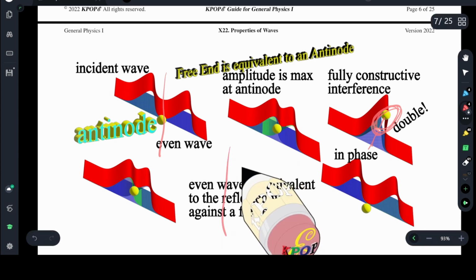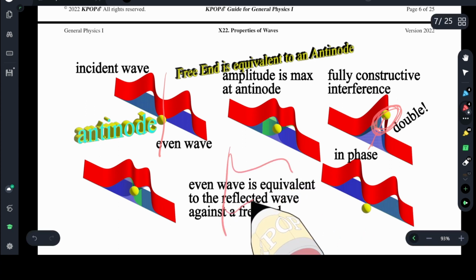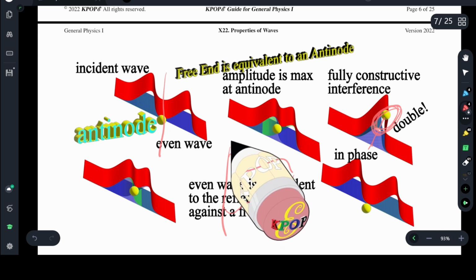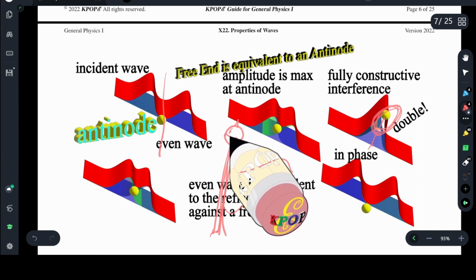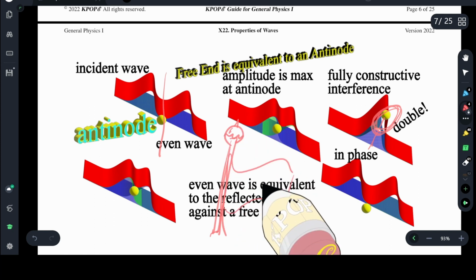So there is a wavy flag, and this is a flagpole, and there's a flag.